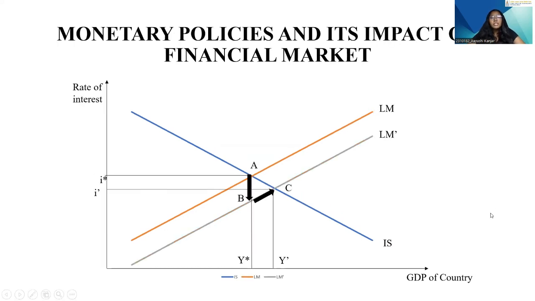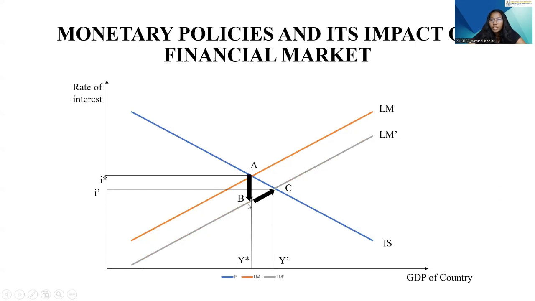Okay, so the monetary policies and its impact on financial market. So here we'll be talking about the expansionary monetary policy, and that is why the LM curve has shifted to its right. And here we can see this in the LM dash curve. And as a result of the expansionary monetary policy, the rate of interest has gone down from I star to I dash, and the GDP of the country has increased from Y star to Y dash. And the path that this increase follows is from A to B and from B to C.